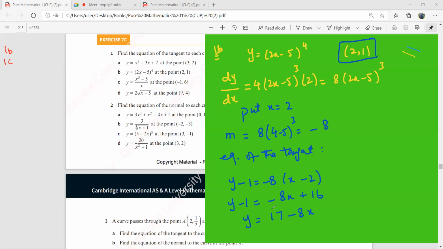Got it, bacho? You take the screenshot quickly because now I'll be moving on to the C part, 1C. Okay, 1C.